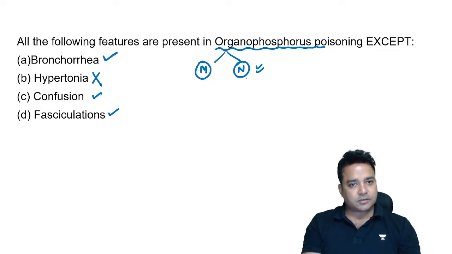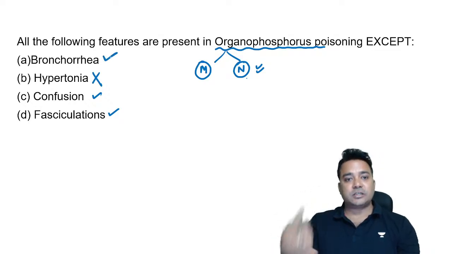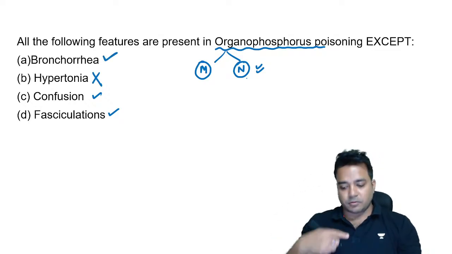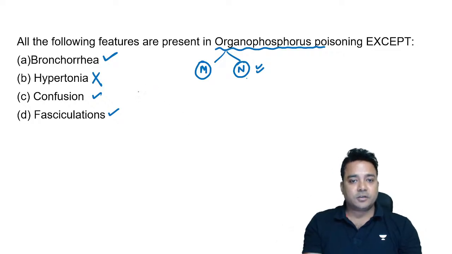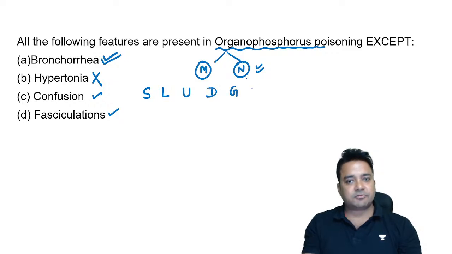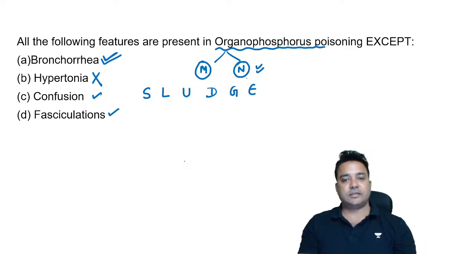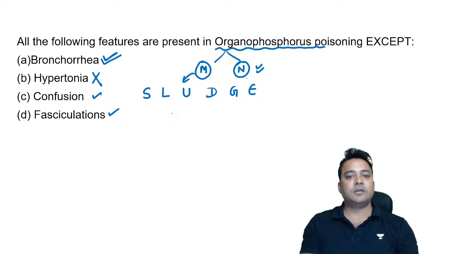Bronchorrhea is a feature, a very important feature, increased secretions inside the body and from outside the body. Inside the body the secretions are increased, like bronchorrhea, pulmonary secretions are increased, and secretions also come out in the form of SLUDGE: salivation, lacrimation, urination, diarrhea, GI distress, and E for emesis. All these are muscarinic features. Then features of bradycardia, bronchoconstriction, bronchorrhea, miosis will be present in the patient, and your diagnosis will be instant.